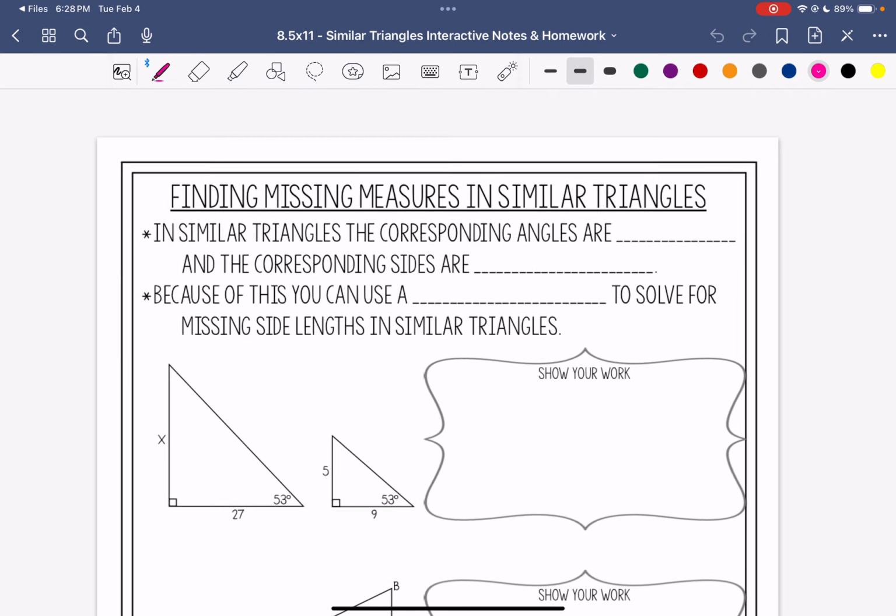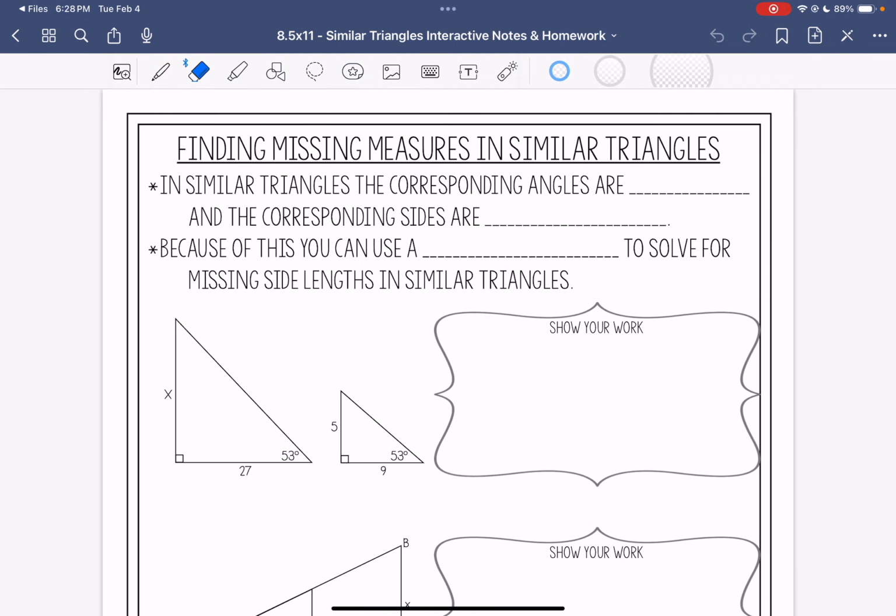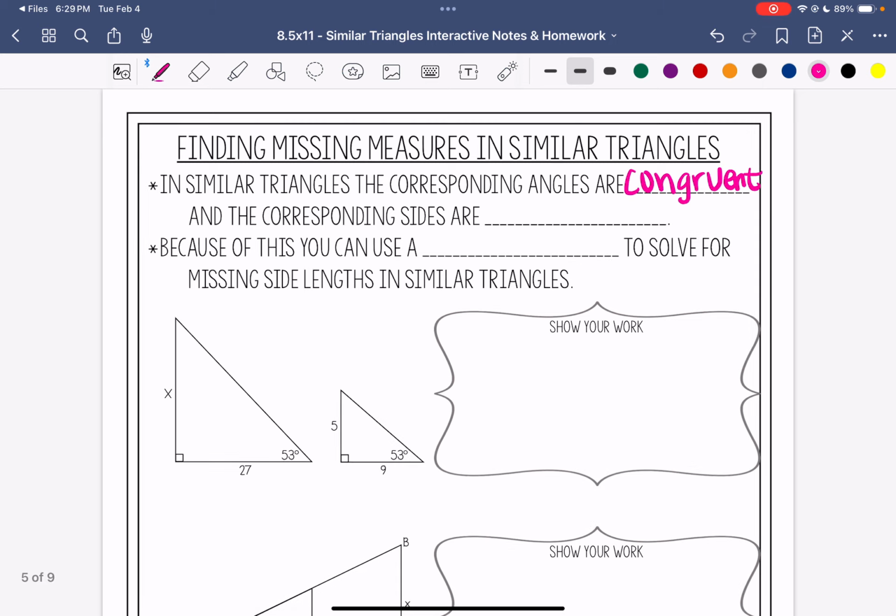In similar triangles, corresponding angles are congruent. So my suggestion is write this down in your notebook. It's definitely heavily tested. The corresponding sides are proportional. I will explain what all of this means. So because they're proportional, you can use a proportion to solve for missing side lengths.